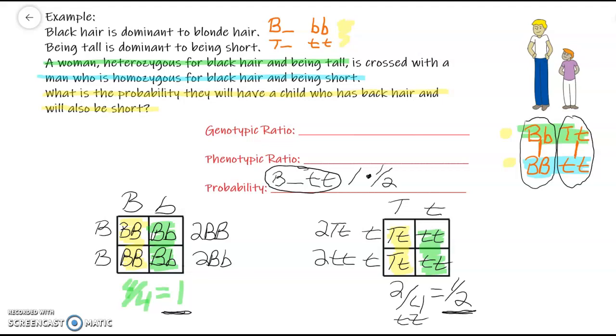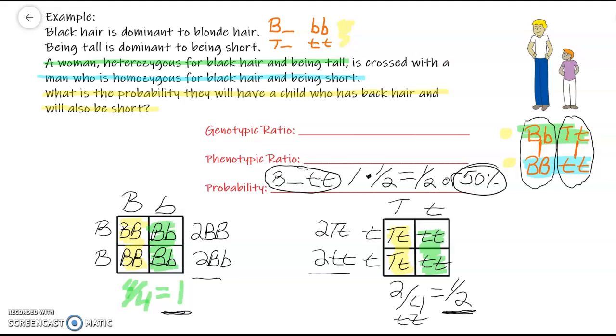So 1 times 1/2 is obviously 1/2, or 50%. And that's the exact same answer that we got in the long style version of performing this problem. Now for the ratios, we can't see the full genotypic ratio at once like we did in the larger Punnett square. So I did this to help me with that.